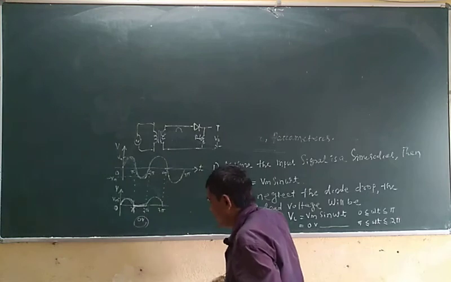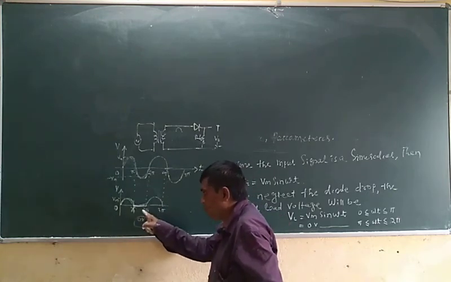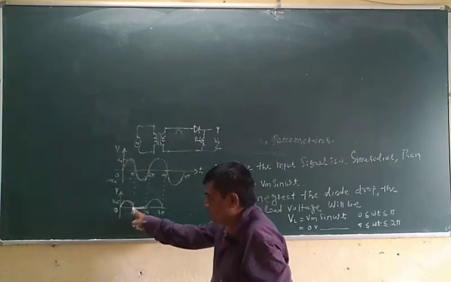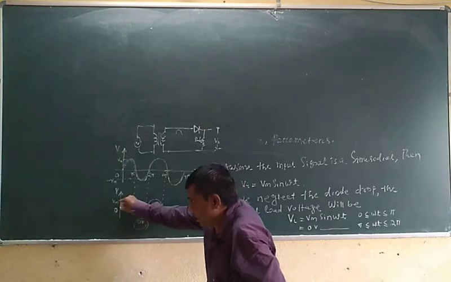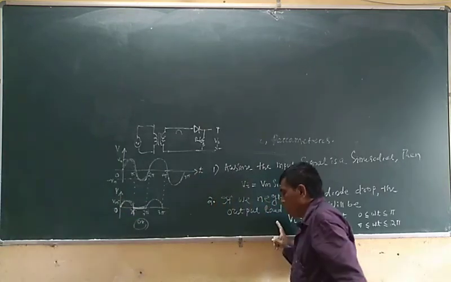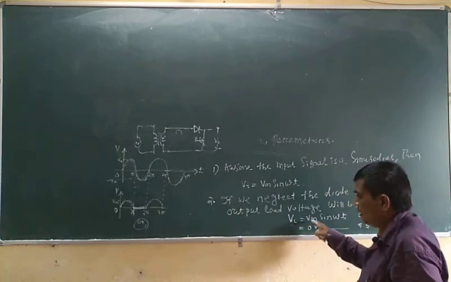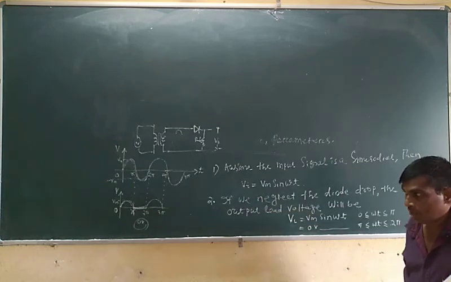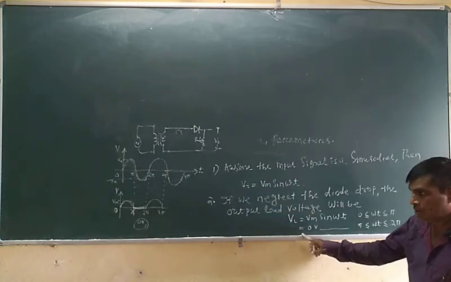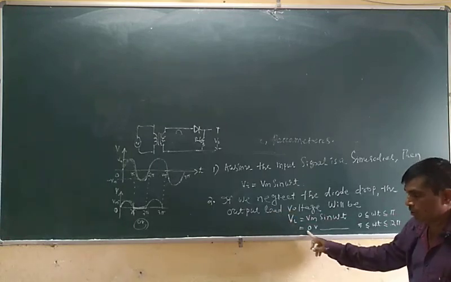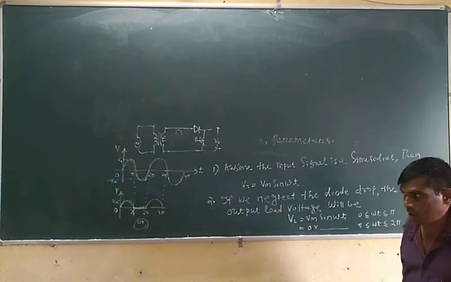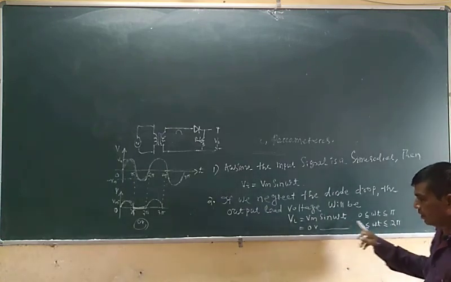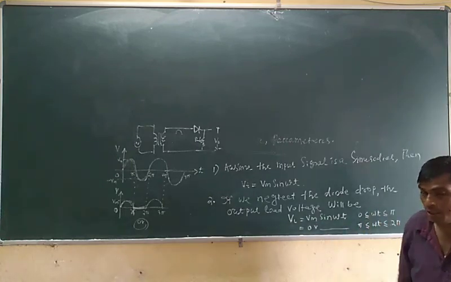So in the negative half cycle, during pi to 2 pi, the voltage will be 0, but in 0 to pi the diode will conduct. So we write VL equals Vm sin omega t for the duration 0 to pi, and the output voltage will be 0 for the duration pi to 2 pi.